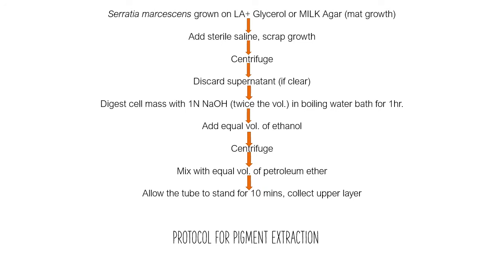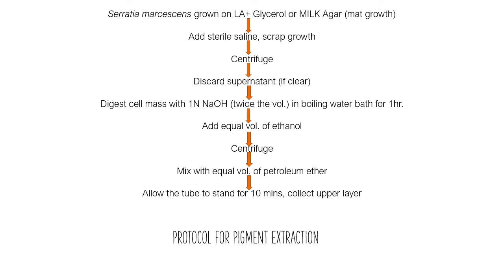Now you need to digest this particular cell mass using one normal NaOH, twice the volume of your cell mass, in a boiling water bath for say 1 hour. Then add equal volumes of ethanol. Now you have digested the cell mass, so as cells are lysed, the pigment produced by the cell is out of these cells, so you add ethanol to solubilize the pigment. Now again you centrifuge and you get rid of the cell debris.